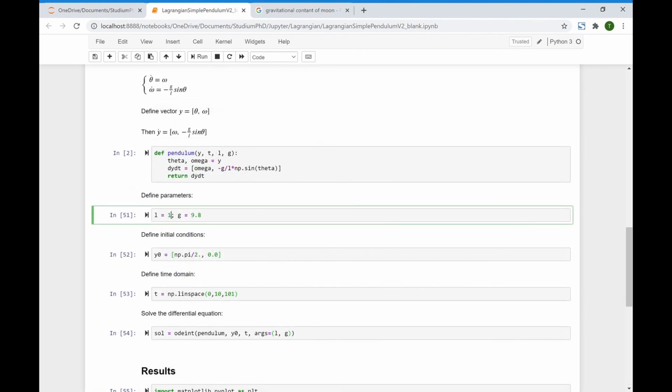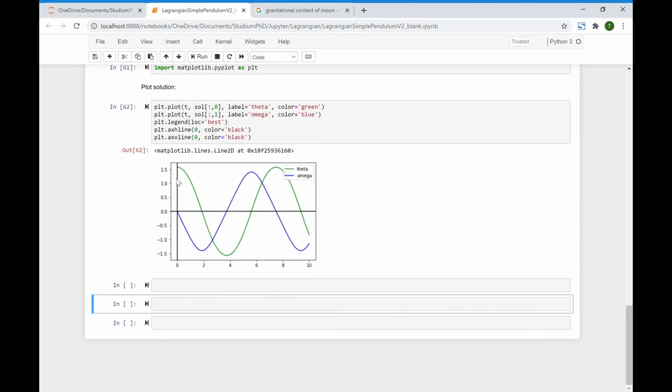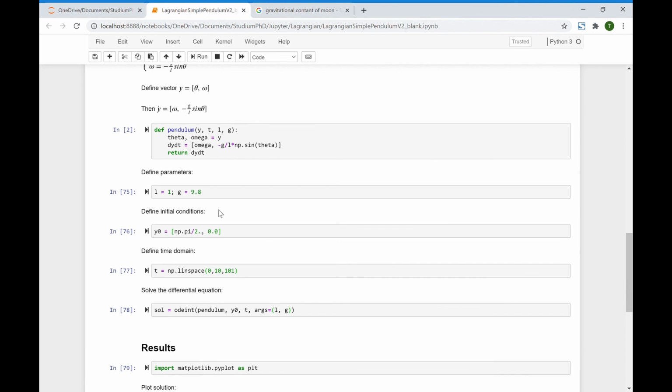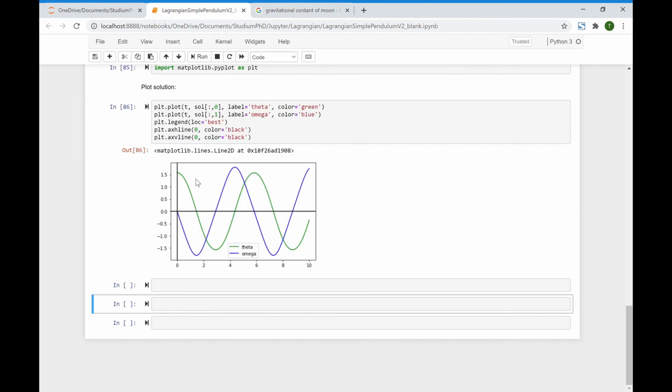Now, if we increase the length of the pendulum, let's say instead of 1, write 10, we see that the frequency of oscillations decreases and the amplitude of angular velocity decreases as well. The same effect can be observed if we play with the gravitational constant g. So assume we are on the moon and we use the gravitational constant of the moon, 1.6. So we see here that the frequency of oscillations has decreased and the amplitude of angular velocity, the blue curve, has decreased as well.